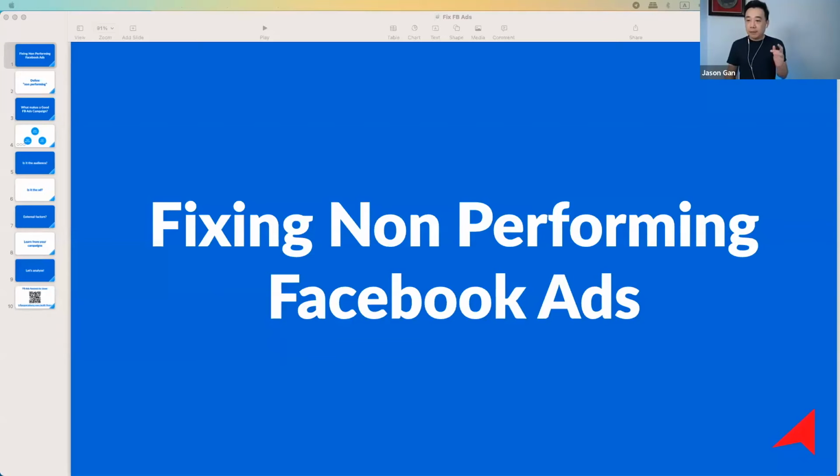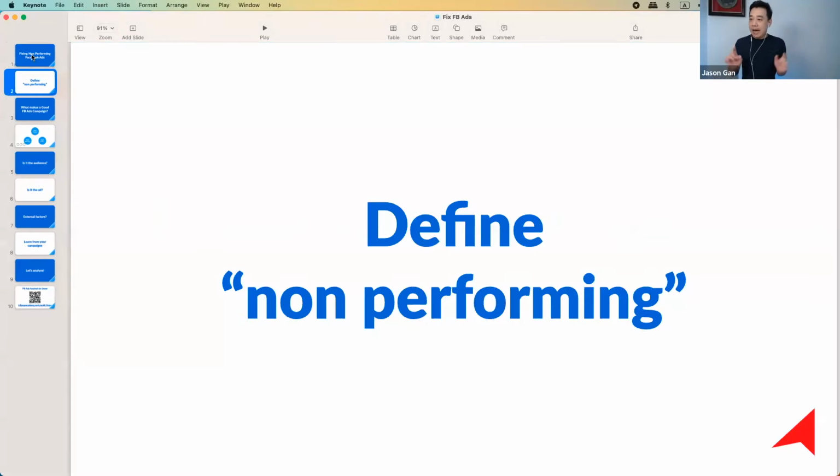So as you can see, the topic is about fixing non-performing Facebook ads. Okay, so I think the question should start with a very important question, which is how do we define a non-performing Facebook ads? Now, to me, there are a few criteria. First thing first, it is not generating results. That's for sure. It is not performing.